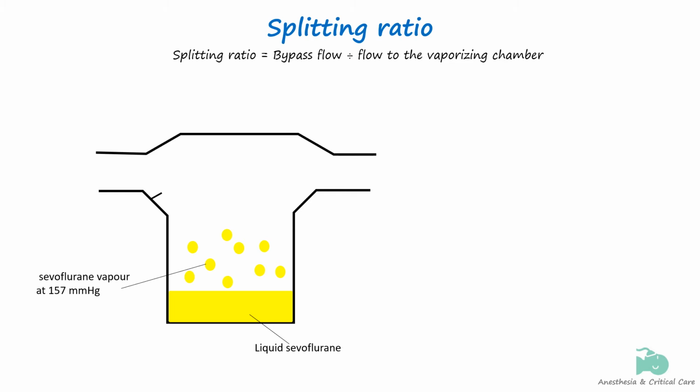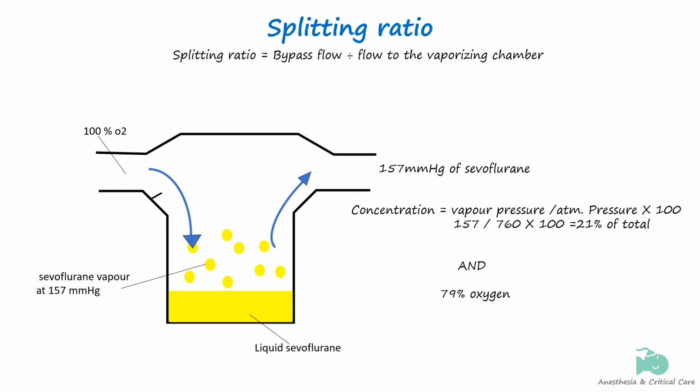The vapor covers the liquid sevoflurane. Now let's add a fresh gas or oxygen flow to get that anesthetic vapor. The resultant gas flow will now have the vapor of sevoflurane in it, assuming the flow is slow enough to let it equilibrate. This is 157 mm of mercury, or approximately 21% of total flow if expressed in percentage. This is way too much to use in practice.